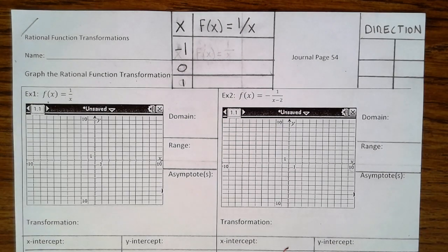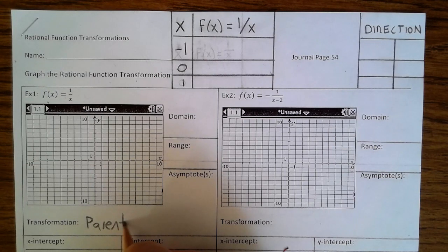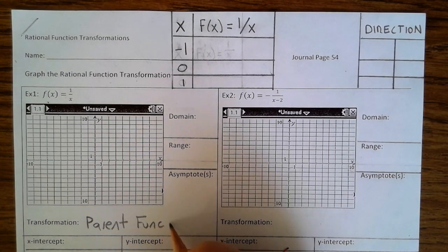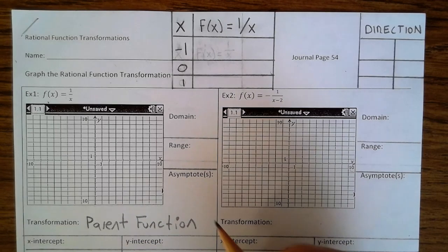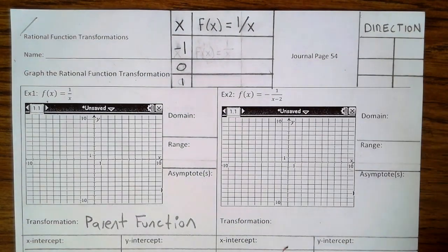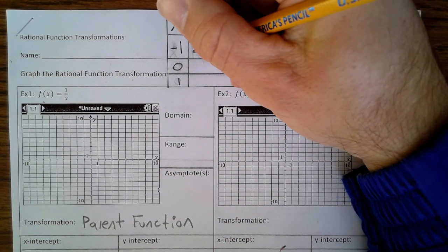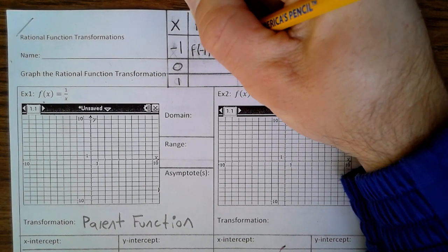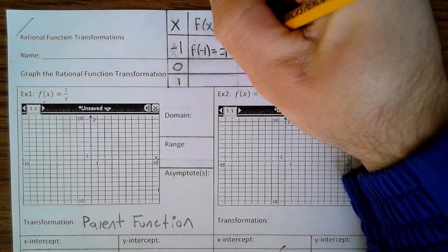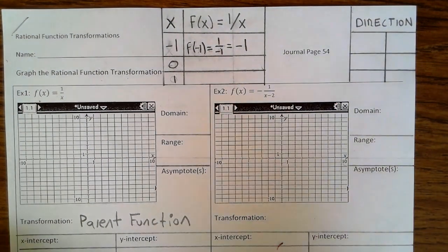Graph rational function transformations. Now, before we graph the transformations, let's graph the parent function of rational functions. Now, let's use 3 points to find points to graph. Let's use -1, 0, and 1. So you have f of x equals 1 divided by x. So f of -1 equals 1 divided by -1, which equals -1. Okay, so you have a point at -1, -1.